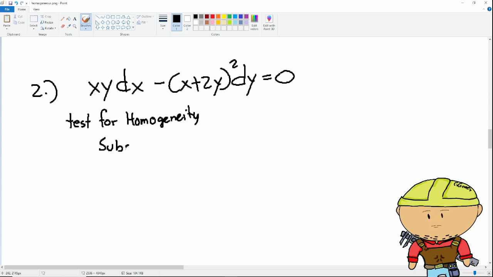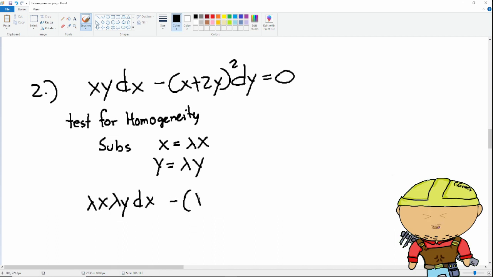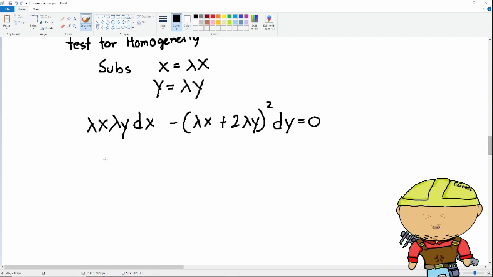Substitute x equal to lambda x, y equal to lambda y. So the first term will become lambda x lambda y dx minus lambda x plus 2 lambda y squared dy. Just to make sure, we're going to expand the binomial.